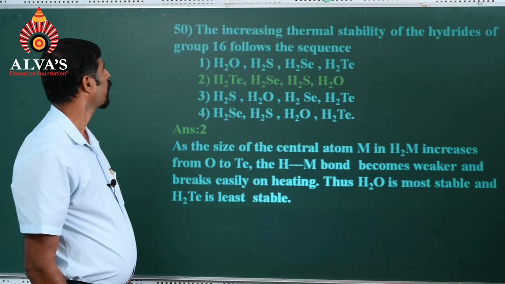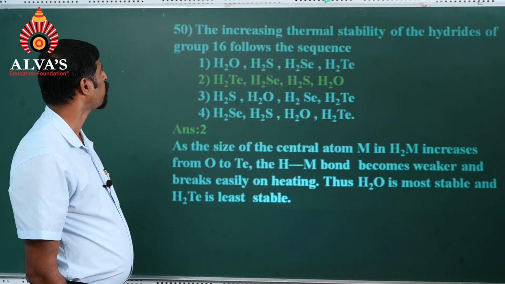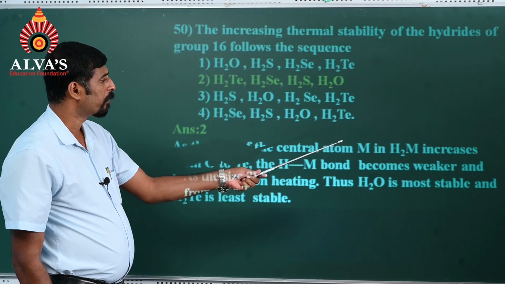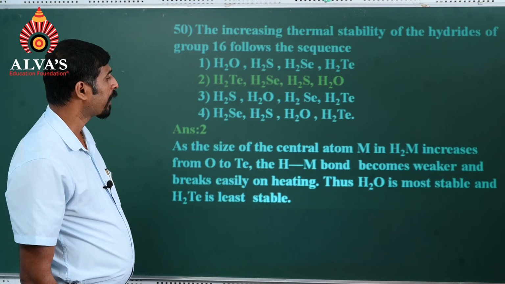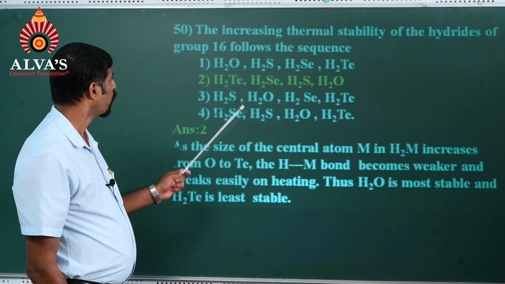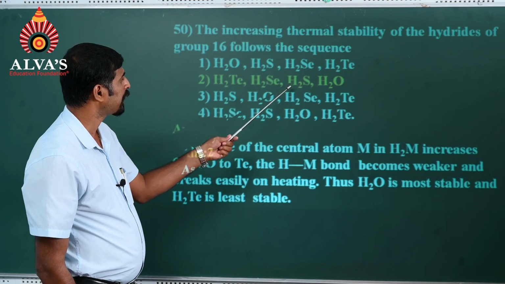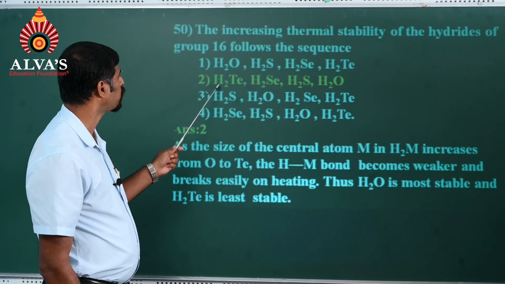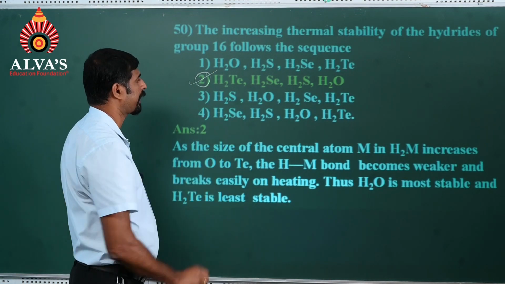Next, we will move on to question number 50. The increasing thermal stability of the hydrides of group 16 follows the sequence. As the size of the central atom increases from oxygen to tellurium, the H-M bond becomes weaker and it breaks very easily on heating. Therefore, if you observe the second option, H2Te, H2Se, H2S and H2O, H2O is more stable and H2Te is least stable. Therefore, the second option is the right answer.